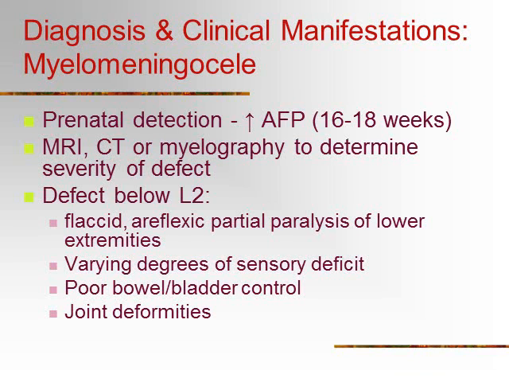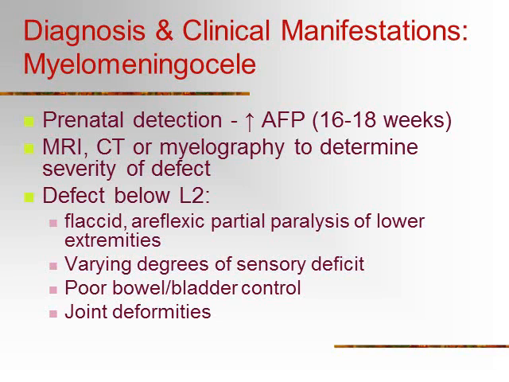Okay, so the diagnosis. For prenatal detection, they can have increased AFP around 16 to 18 weeks, which is the alpha fetoprotein. And then MRI or CT can determine the severity. So if they have increased AFP, then you can see how severe it is.